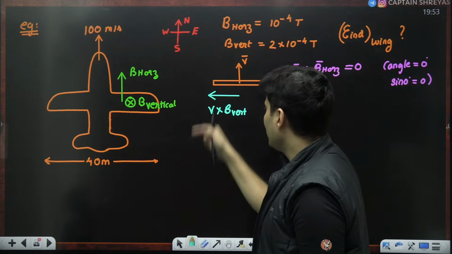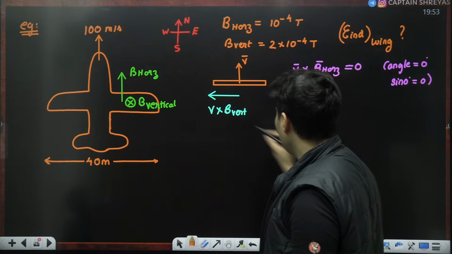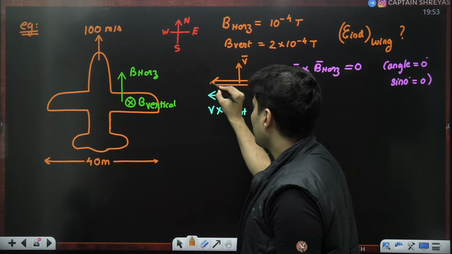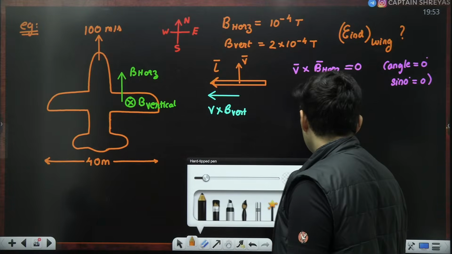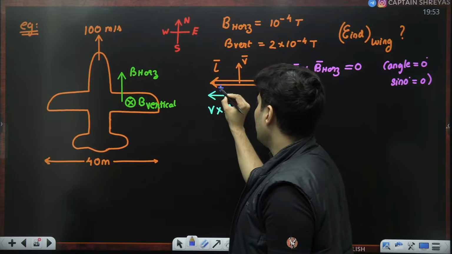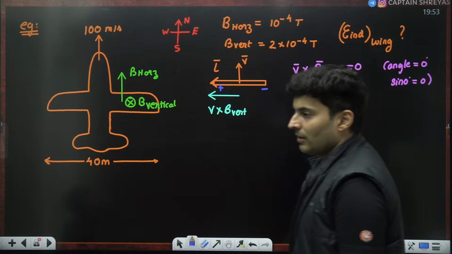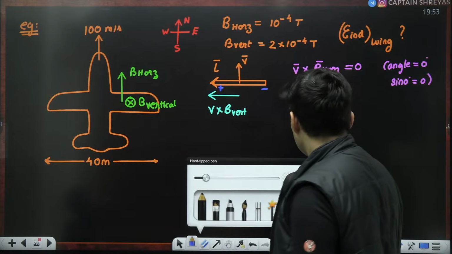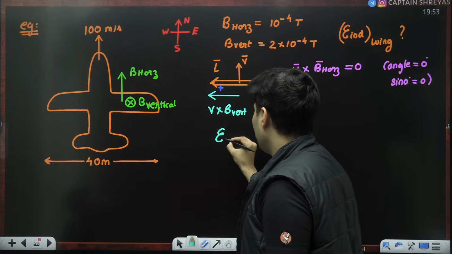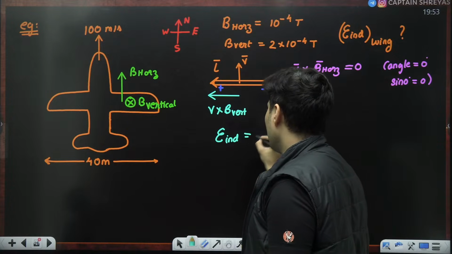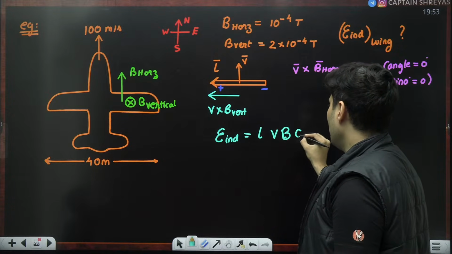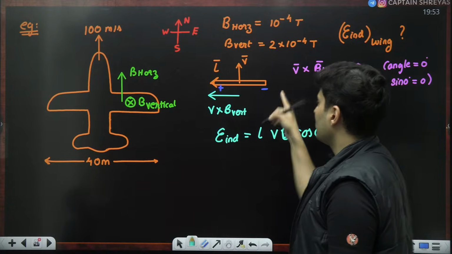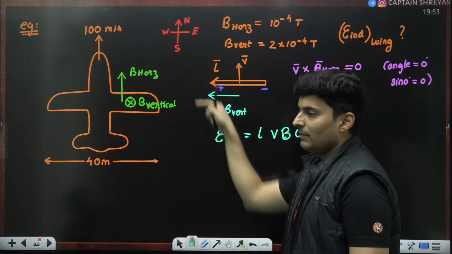Whichever direction V cross B is, take the same direction as the length vector, and obviously this will be the positive terminal, this will be the negative terminal of the EMF generated. That's it. So the EMF which is induced will be L V into B into cos 0, because length and V cross B are in the same direction.